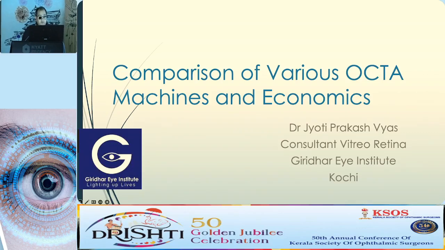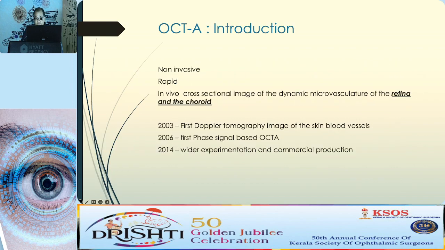I'll be talking about comparison of the various Octa machines and the economics associated with the machine. Octa is a non-invasive, rapid, in vivo cross-sectional image which tends to look at the dynamic microvasculature of the retina and the choroid. Although it's been there for almost 20 years now, more importance has been there and it has garnered more wide acceptance in the past 8-9 years or so.